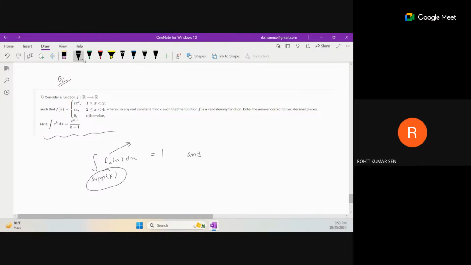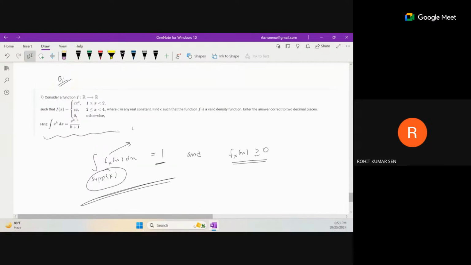And another property is that your f(x) is always greater than 0. Like, density cannot be 0. And if you integrate the PDF in the support of x, you will always get 1. Okay, so these are my two properties, and I will use this property here.